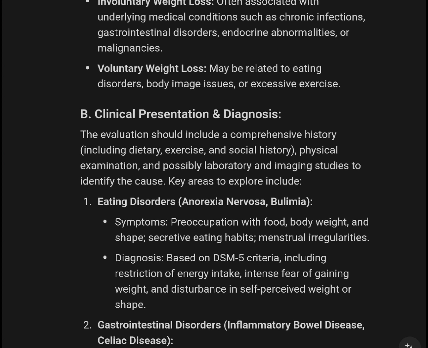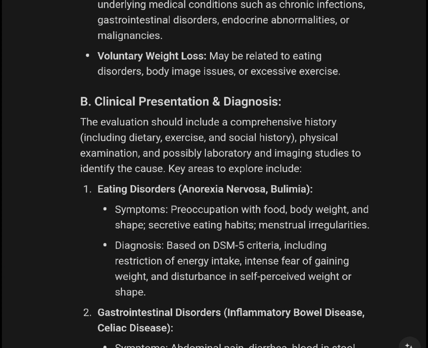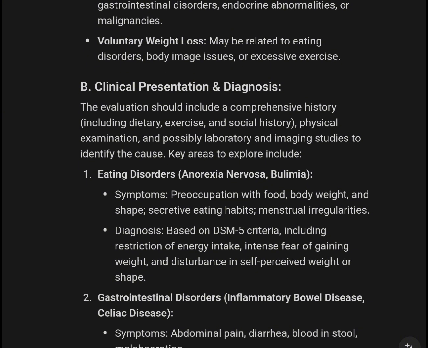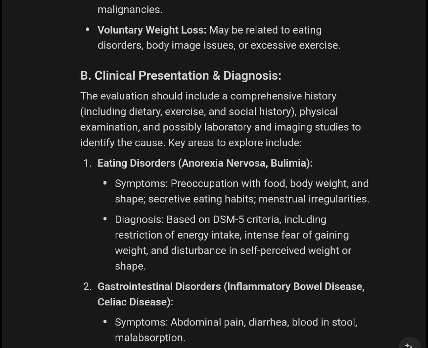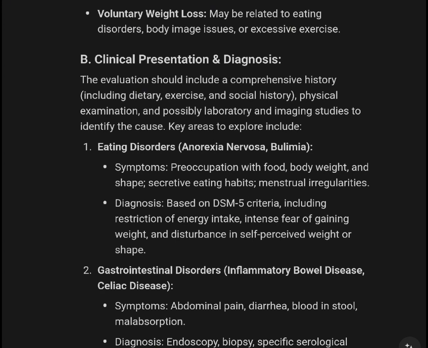Clinical presentation and diagnosis. The evaluation should include a comprehensive history, including dietary, exercise, and social history, physical examination, and possible laboratory and imaging studies to identify the cause. The key areas to explore include eating disorders, anorexia nervosa, bulimia. Symptoms: preoccupation with food, body weight, and shape, secretive eating habits, menstrual irregularities. Diagnosis is based on DSM-5 criteria, including restriction of energy intake, intense fear of gaining weight, and disturbance in self-perceived weight or shape.